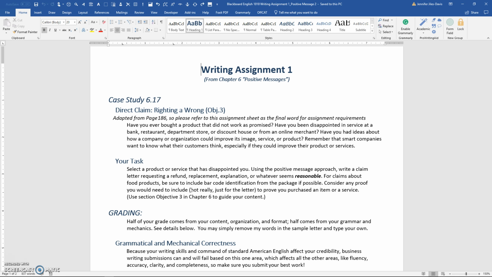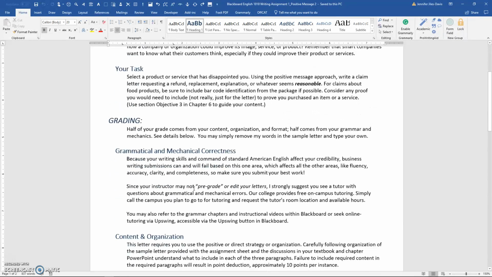So as far as grading goes, half of your grade comes from your content, organization and format. And I'm going to make a different little video showing you that information. But half of your grade comes from your grammar and mechanics, and you've learned all about the different grammar and mechanics issues up until now. Keep in mind also that the syllabus has got a list of major and minor mechanical and grammatical errors. So look for those types of errors. Just open up your syllabus and maybe print those pages so you can go through those.